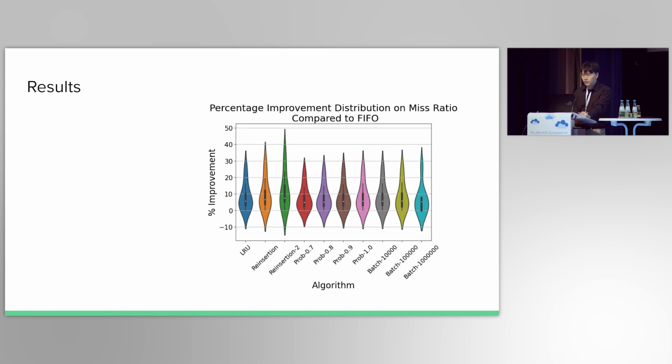So the efficiency of different methods is tested and compared on mostly CDN workloads from a variety of datasets, which include Wikimedia, Twitter, etc. So these are all real production cache traces.